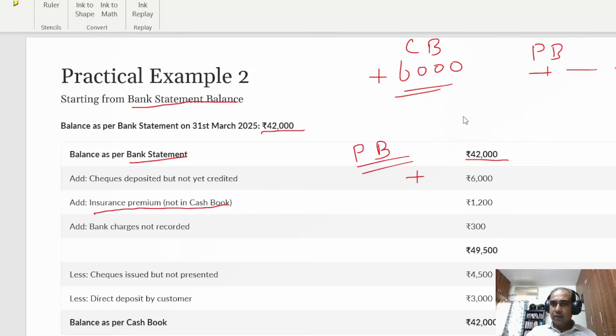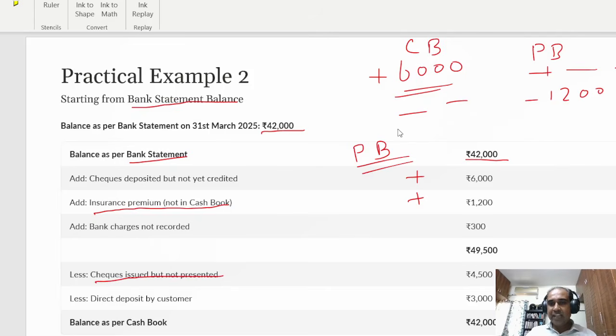So what has the bank done? Bank has auto debited minus 1,200. In my cash book, this entry is not there. So what is my destination? My destination is the cash book. My passbook is reduced by 1,200. To go to the destination of cash book, what do I have to do? I have to add this 1,200 rupees. Already the bank has debited this, whereas in books, it is not debited. So if I have to reach from bank book to cash book, I have to add this thing. Clear?